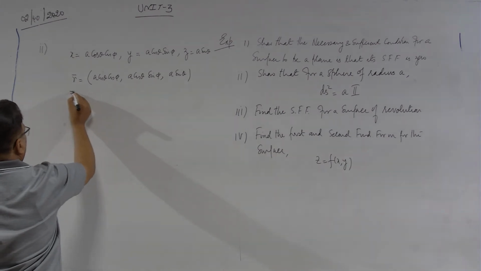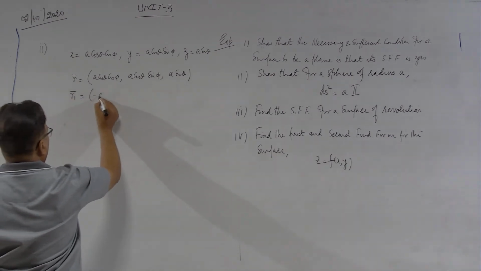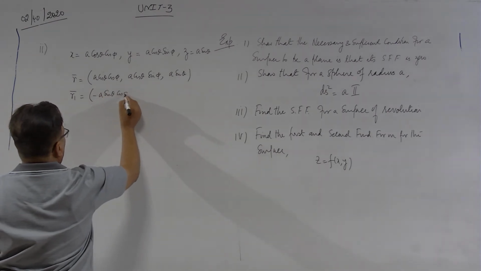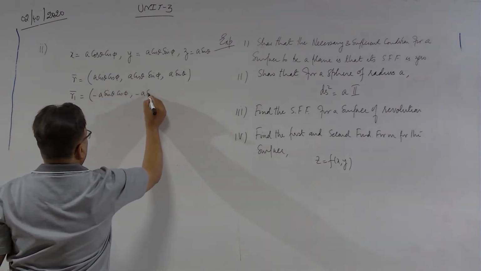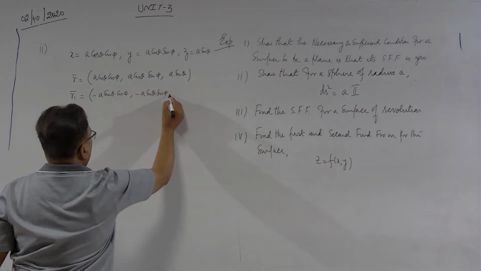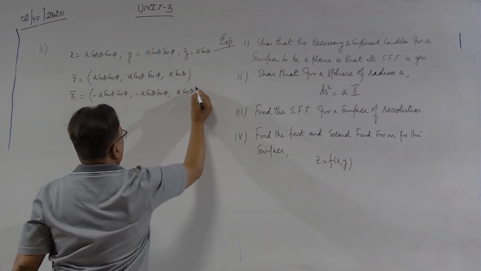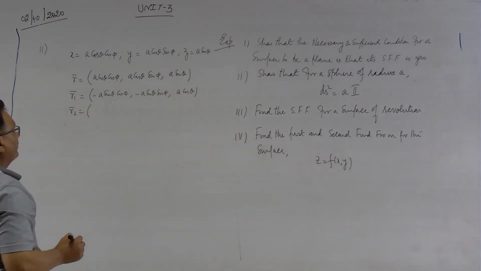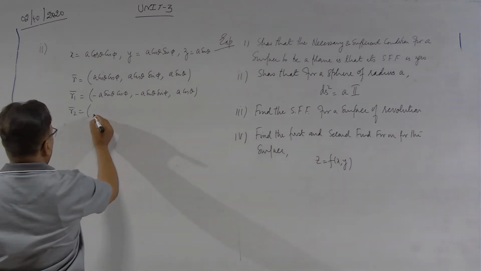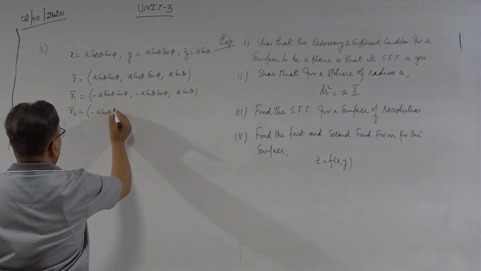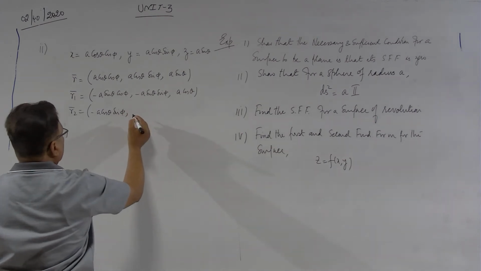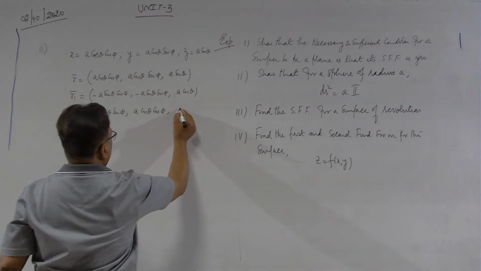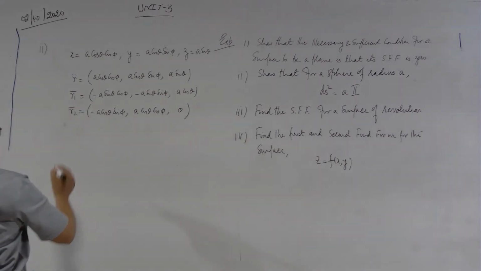And R1 means derivative with respect to theta, that will be minus a sin theta cos phi, minus a sin theta sin phi, and a cos theta. R2 will be equal to derivative with respect to phi, meaning minus a cos theta sin phi, a cos theta cos phi, and 0. R11.